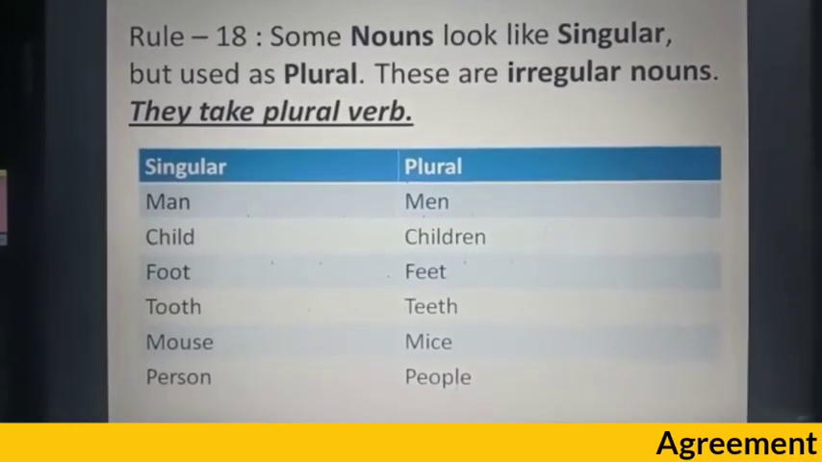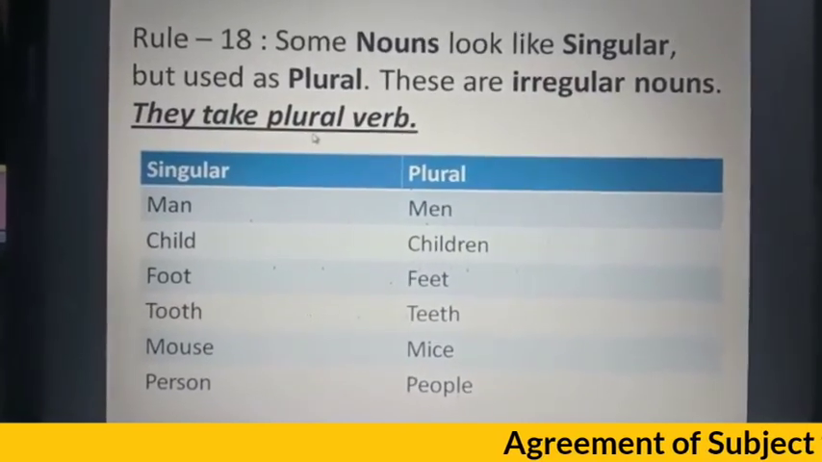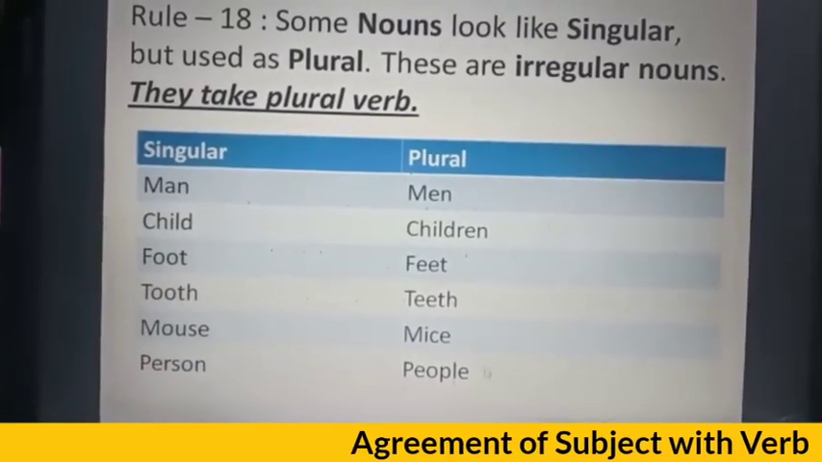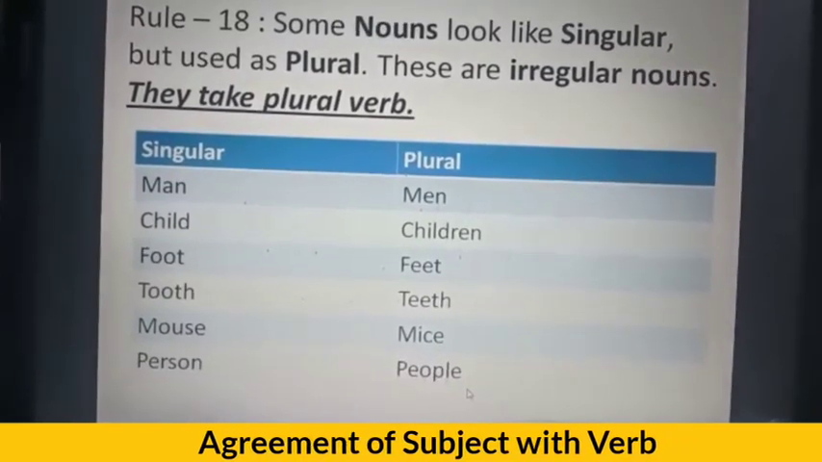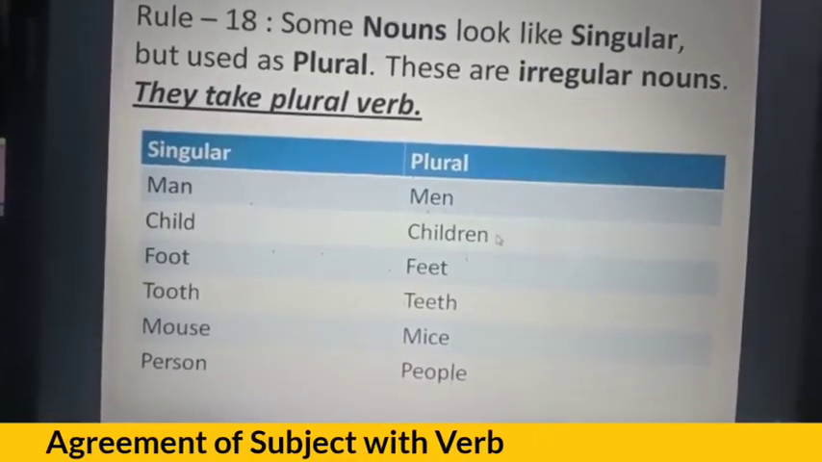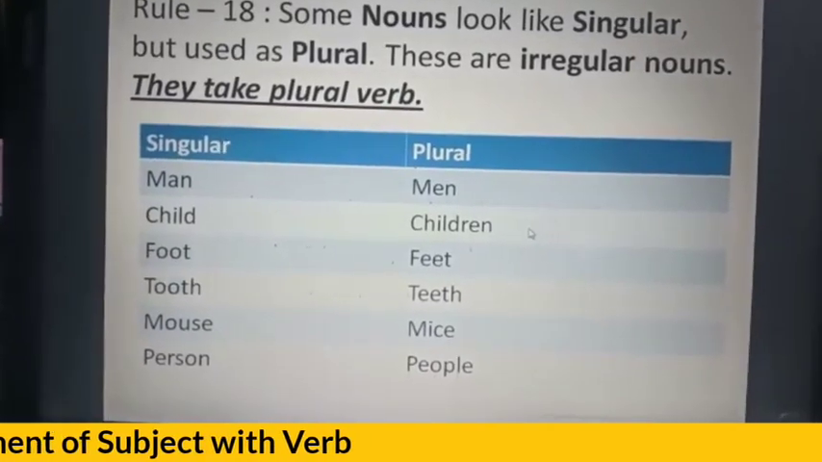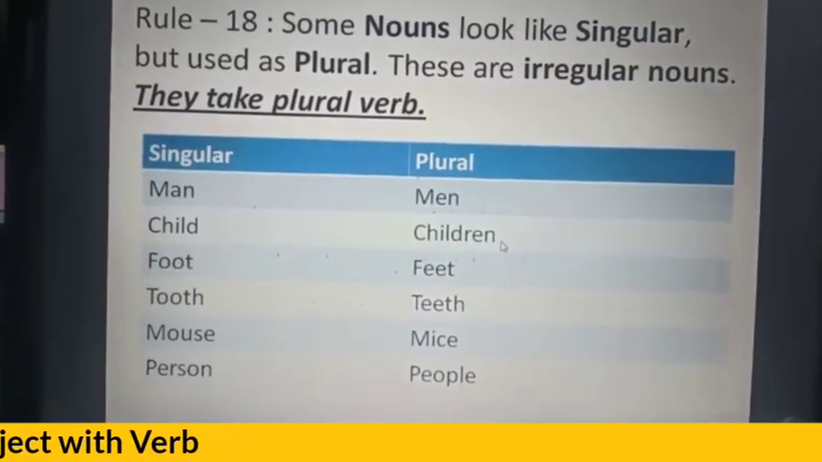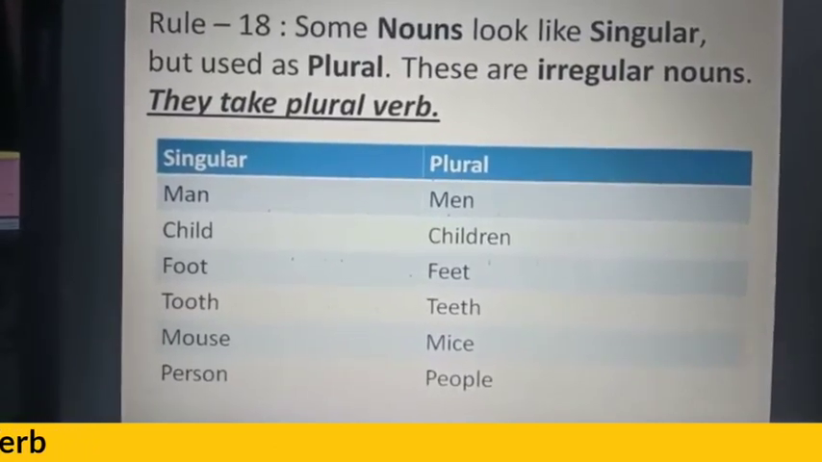There is a list of some nouns which look like singular but actually they are plural. These are irregular nouns and they take a plural verb with them. For example, men, children, feet, teeth, mice, people. These are all plural nouns and they always agree with a plural verb. I have seen many students using children's and people's. It is never children's, it is never people's. They are already in their plural form. So we have to accept them as they are and we should use plural verbs with them, like children are, children were, children have. Similarly, people are, people were, people have.